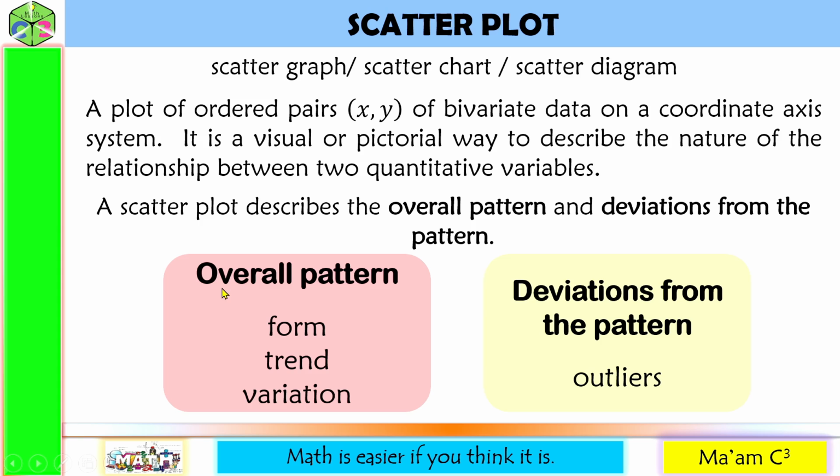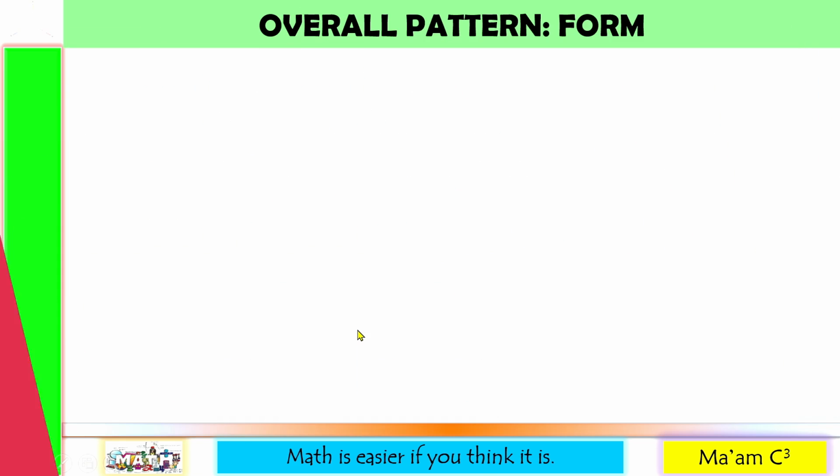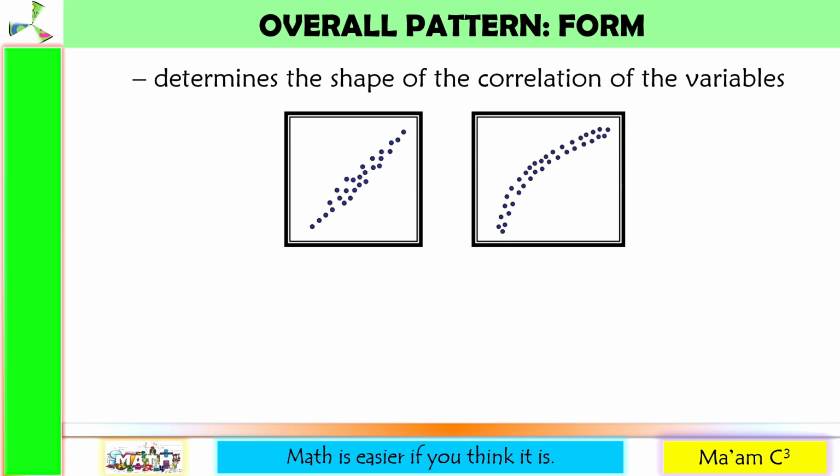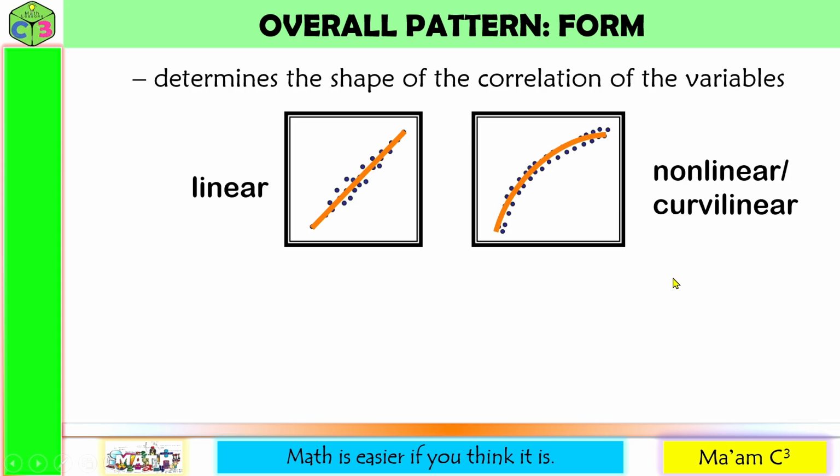Let us start with the overall pattern, the form. The form determines the shape of the correlation of the variables. Take a look at these pictures. From here, you can resemble a line, so this is called linear. While in here, as if you can form a curve, so this is what we call nonlinear or curvilinear.